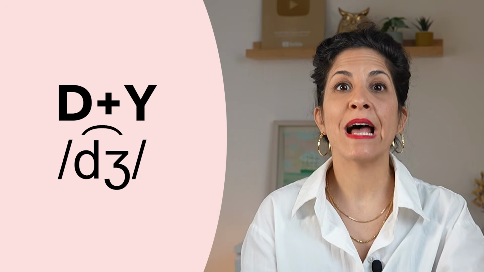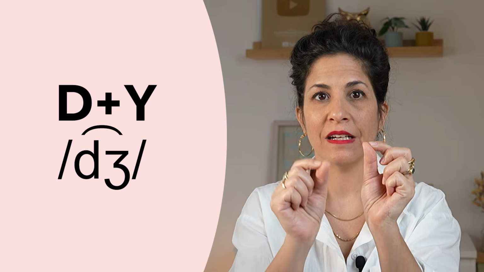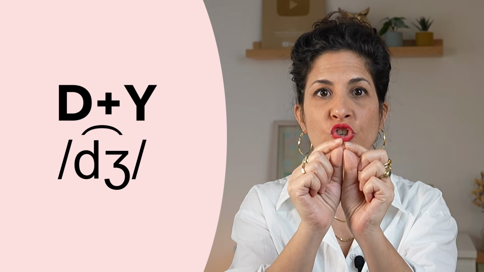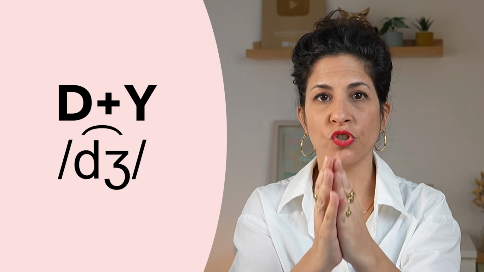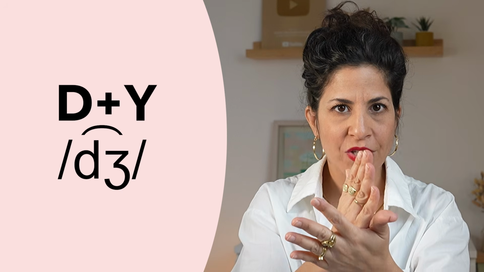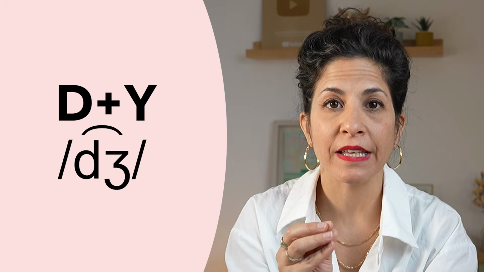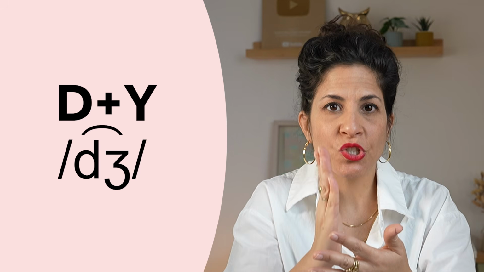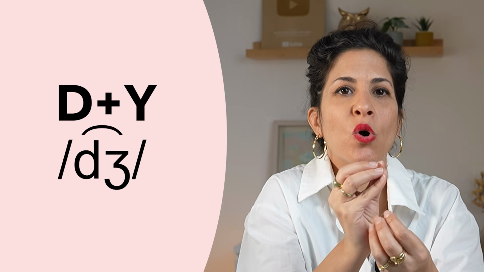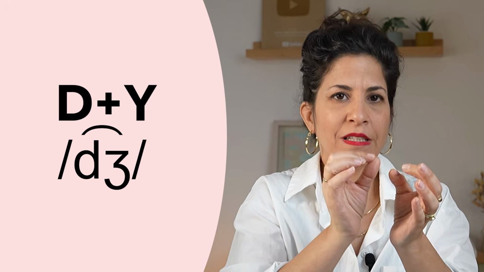Okay, let's now talk about the D and the ya when they connect together. D and ya, they become j. The D is a stop sound because the air is stopped, and the j is an affricate, which means the sound is stopped and then slowly released with friction.